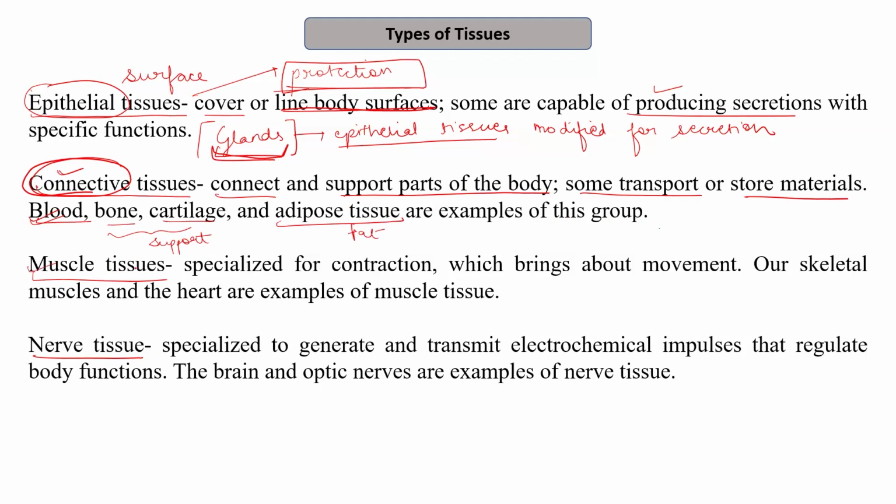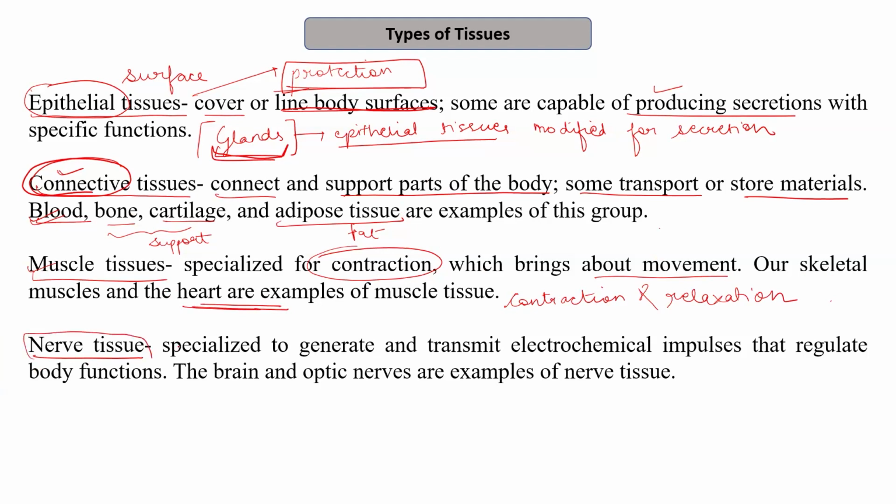Then next we have muscles. These are specialized for contraction and relaxation and therefore help in movement. So by the process of regulated contraction and relaxation, it helps in bringing out the movement. Our skeletal muscles and the heart are examples of muscle tissues. For example, we have different types of muscles like striated muscles, etc. These different muscles are present in our skeletal system or in the heart, and they form part of muscle tissue.